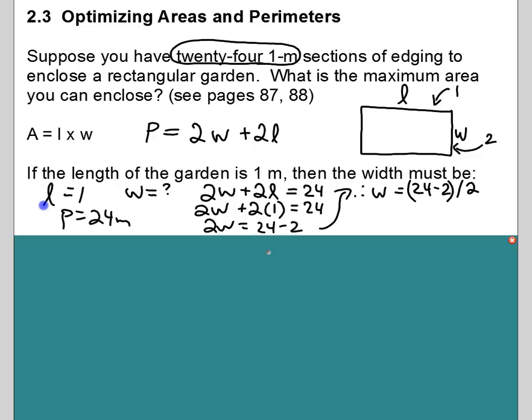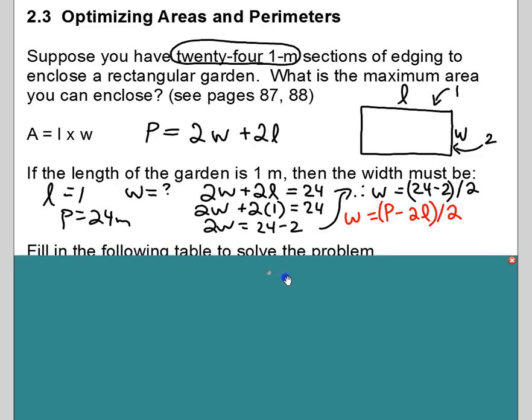And this gives us a general relationship that if we know the length, the width would be the perimeter subtract twice the length, divided by 2. That relationship can be used regardless of what the length and perimeter values are. Perimeter subtract 2 times the length, divided by 2. Make sure you follow order of operations. That's why I put the bracket around the difference between those terms before we divide. So let's see. This gives us at least one value in our table.